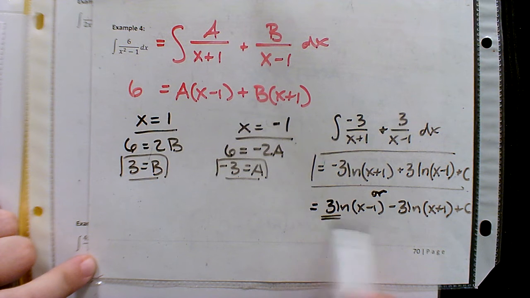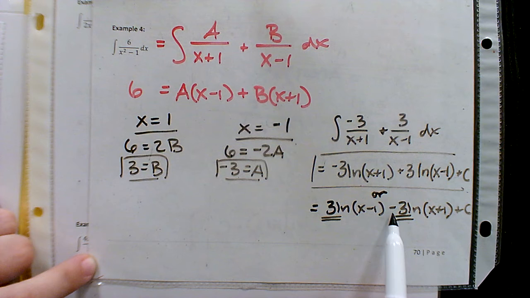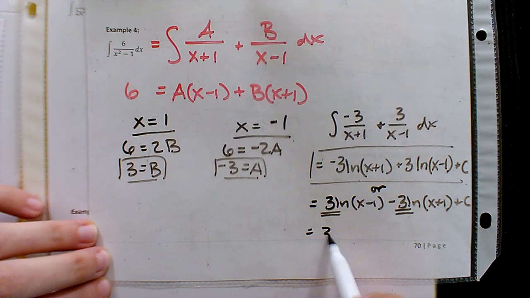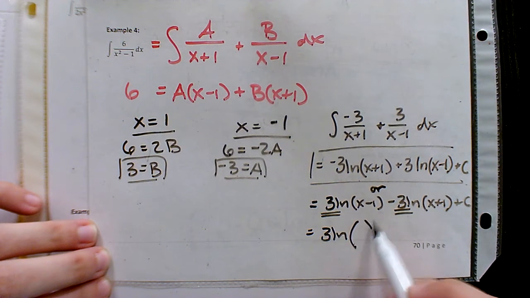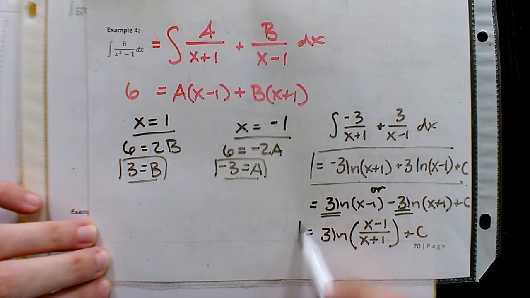Remember the 3's are technically the same value. If you are subtracting 2 logs together, notice how they have the same coefficient, that's key. If you're subtracting 2 logs together, can we use a property to simplify it? Would it be 3 ln of x minus 1 over x plus 1? You were originally dividing the insides of those logs. Yep.